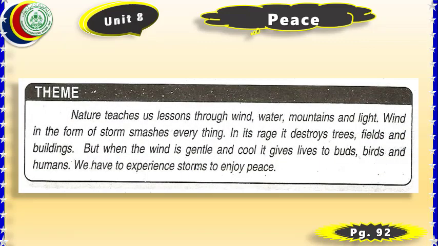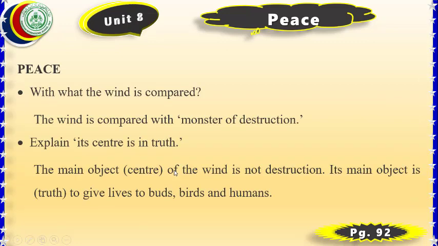After this is the theme. Let us read and try to find out what the writer wants to say. Nature teaches us lessons through wind, water, mountain, and light. Wind in the form of storms smashes everything. In its rage, it destroys trees, fields, and buildings. But when the wind is gentle and cool, it gives lives to birds and humans. We have to experience storms to enjoy peace. This last sentence is the exact theme of this poem. What the writer wants to say is we have to face hardships to get peace. That is the main theme of this poem.